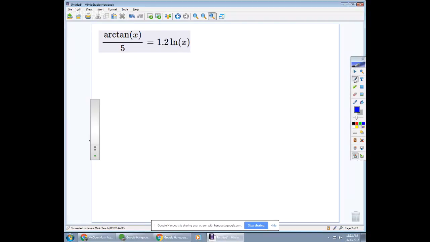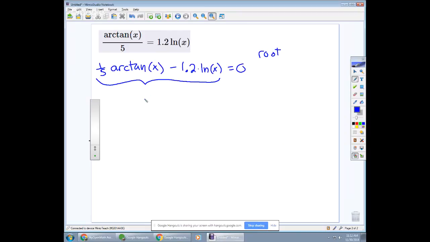So first step is to solve for x. The direction you choose doesn't matter too much. I'm going to take the logarithm over. So this is going to give me the arctan of x. I'm going to write that as 1/5 arctan of x minus 1.2 natural log of x equals 0. So once I have 0 on the other side, I'm looking for a root of a function, and this right here must be my function of x.